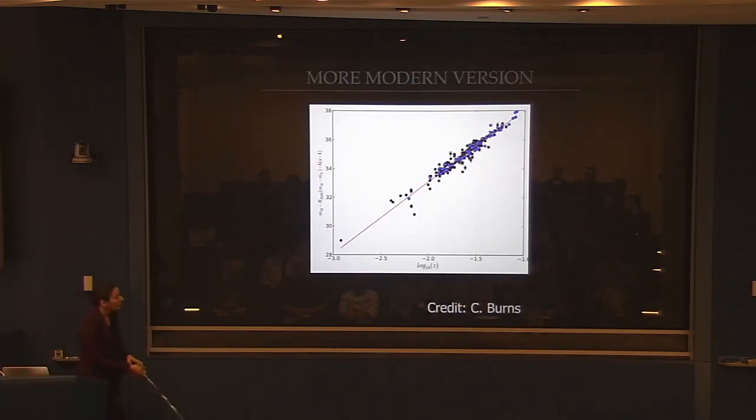Of course, here's a more modern version. This is from the Carnegie Hubble program. Here is now redshift. Hubble didn't have those distances right. He underestimated the distances to the spiral nebulae, so he got a Hubble constant about a factor of 10 higher than the real value.